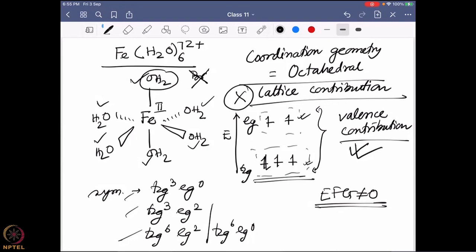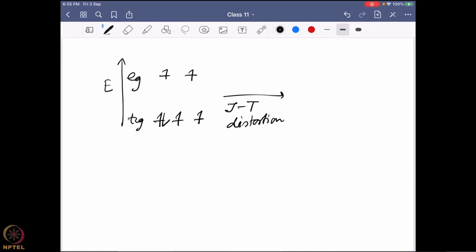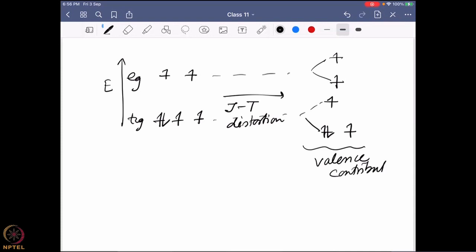Now, in this particular case of the iron system, the system is not ruled out over here, because as I said, it is a T2G4 EG2 system. And with this particular electronic configuration, one thing can happen, which is known as Jahn-Teller distortion. So what will happen in Jahn-Teller distortion? These orbitals will split up. Right? So the valence shell is still inhomogeneous. So valence contribution will still be there. So nothing changes over there after the Jahn-Teller distortion.